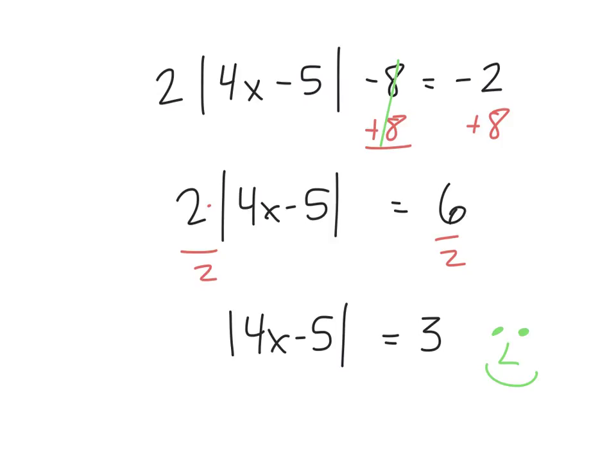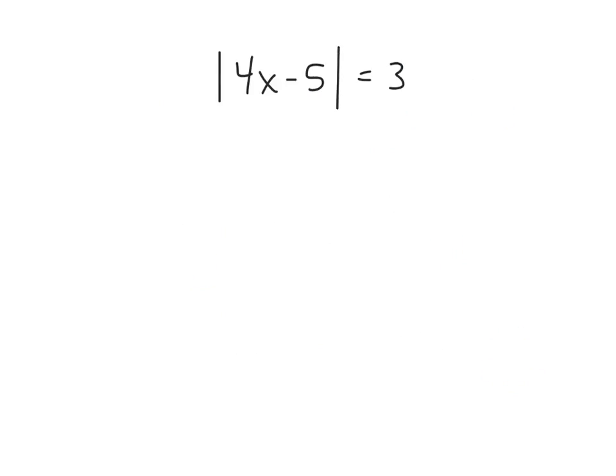Of course, I've run out of room and I don't want to squeeze it in like I did on the last slide, so I'm going to start a fresh one and we'll finish off this problem. So we left off with the absolute value of 4x minus 5 equals 3. Now we're to the point where we simply need to consider the 2 cases.